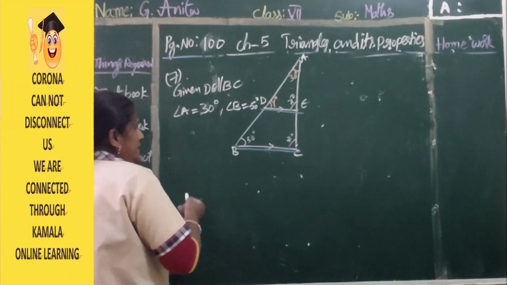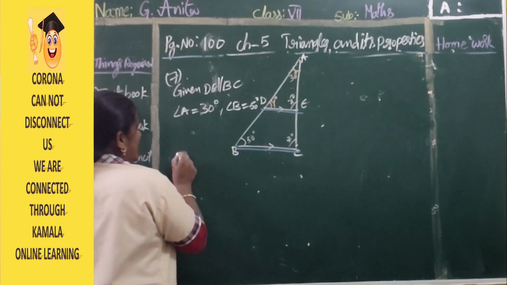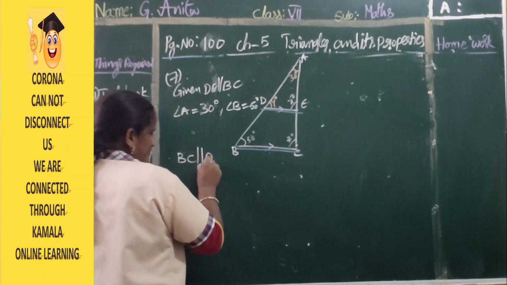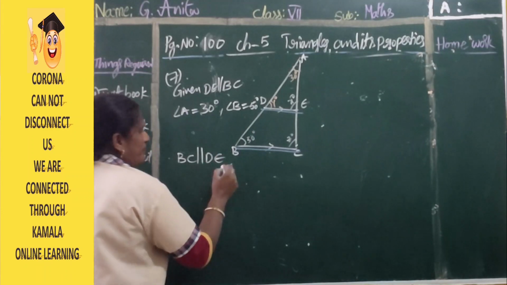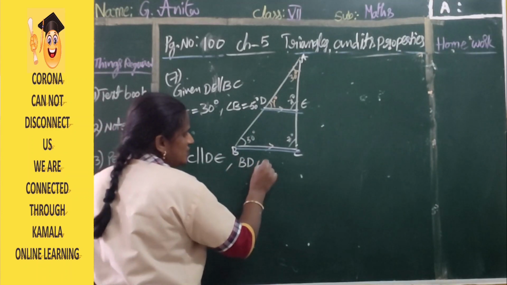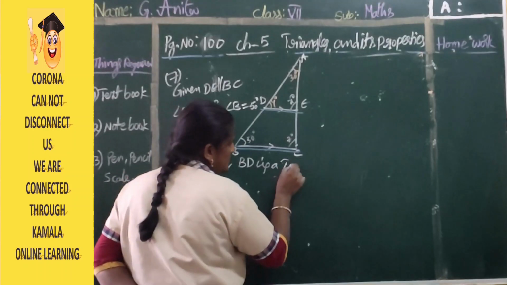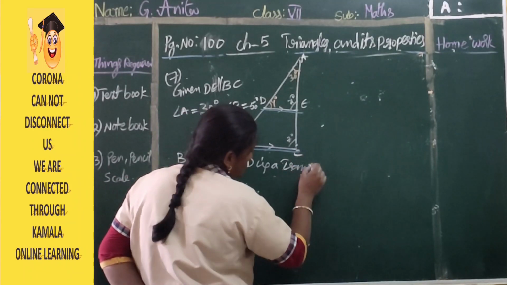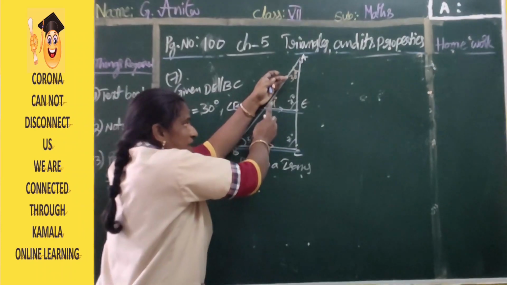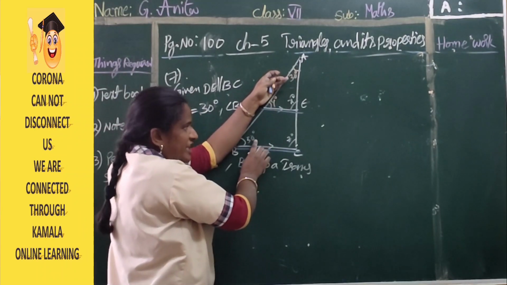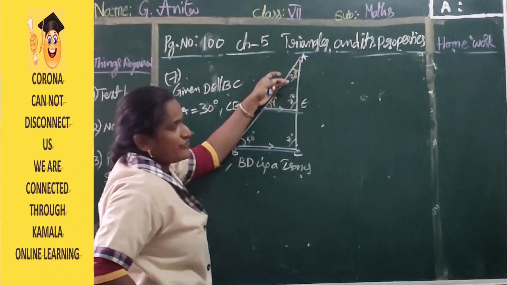So here BC is parallel to DE. BC is parallel to DE. And we consider BD as a transversal. Is it a transversal? Yes. So, okay. This is a transversal. That means y degree is equal to 50 degrees. Y degree is equal to 50 degrees.